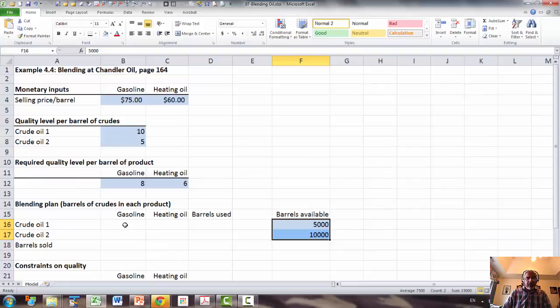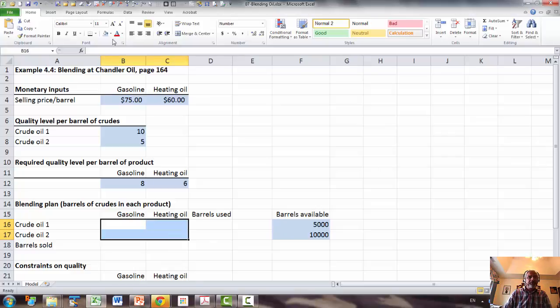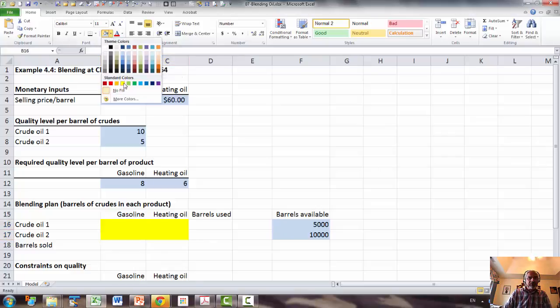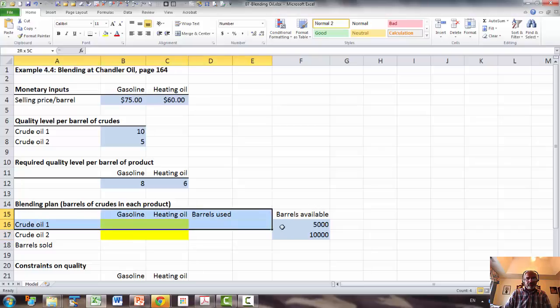Now our decision variable is how many barrels of crude oil 1 we're going to allocate to the production of gasoline, of that 5,000 available, and how many barrels should go to heating oil. And the same for crude oil 2: how many barrels will be used for gasoline and how many barrels for heating oil. So those are our decision cells.